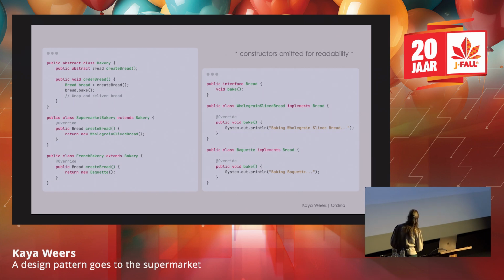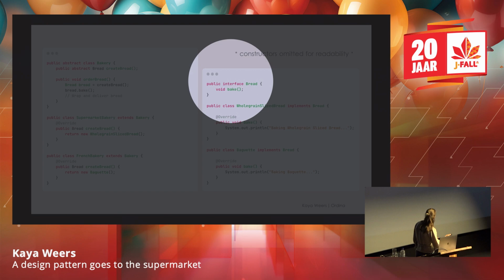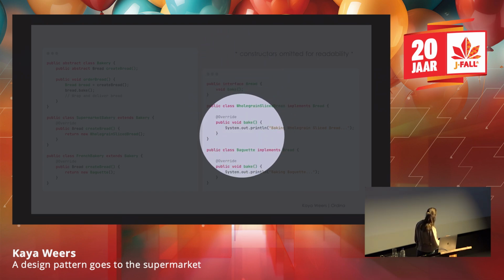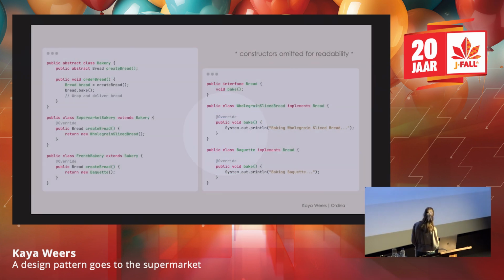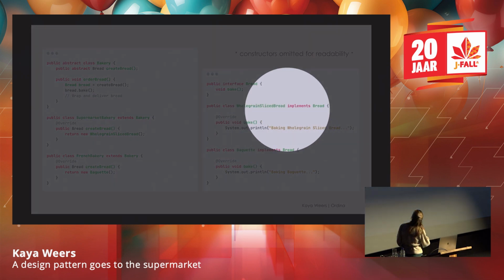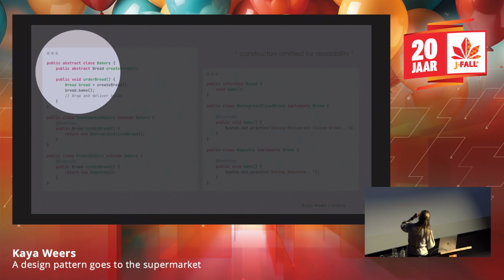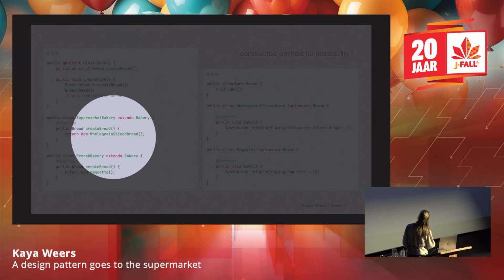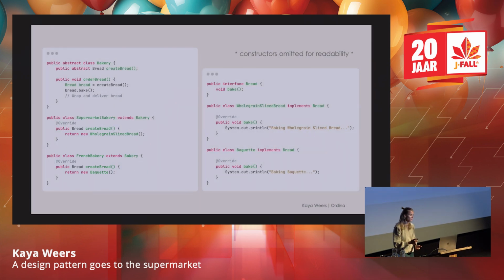So in our code, you see we have the interface bread, and it just has the bake method. And then we have two implementations for the different kinds of bread. Then in our bakery, we see that there's a method that does some things and then also defines the create bread method. And then the two subclasses implement it, and they return the specific type, and they do the actual creation.